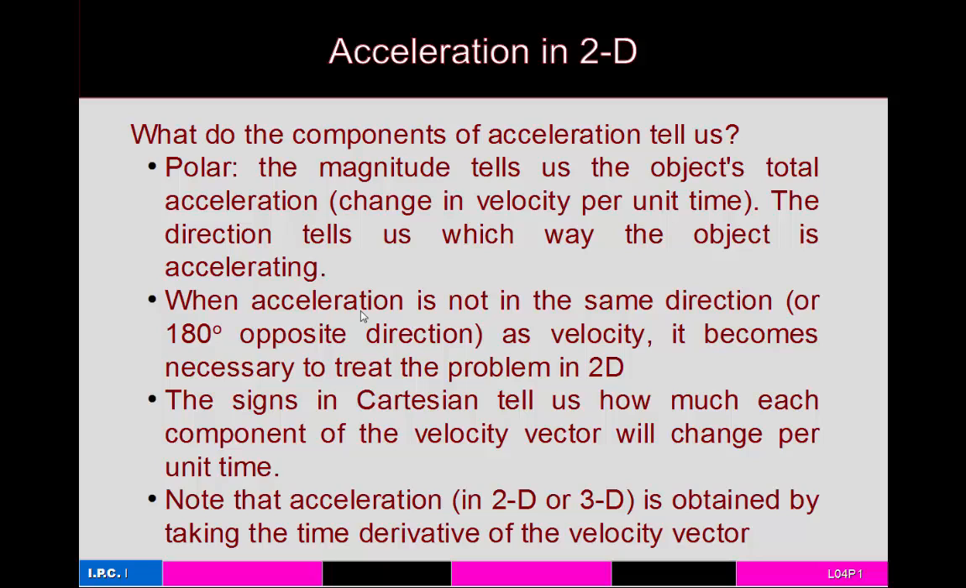However, if there is an angle of other than 0 or 180 degrees between acceleration and velocity, then the problem must become at least a two-dimensional problem. In Cartesian, basically what the signs are doing is they're telling us how much each component in the velocity vector can change per unit time. And so, again, if you want to get the acceleration, you basically take the time derivative of the velocity vector, or you take the rate change in velocity.